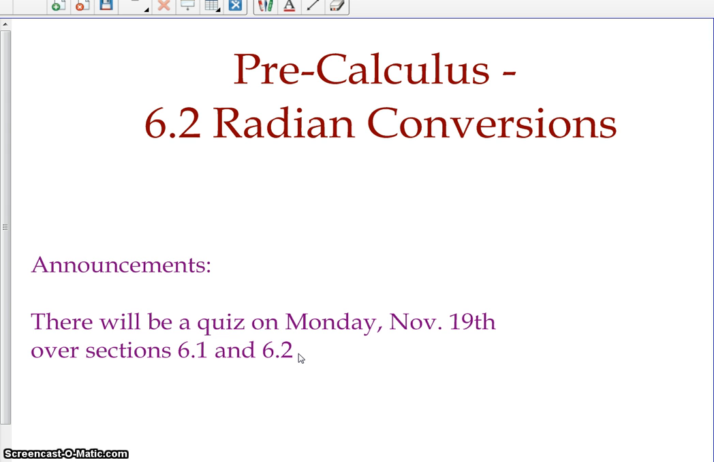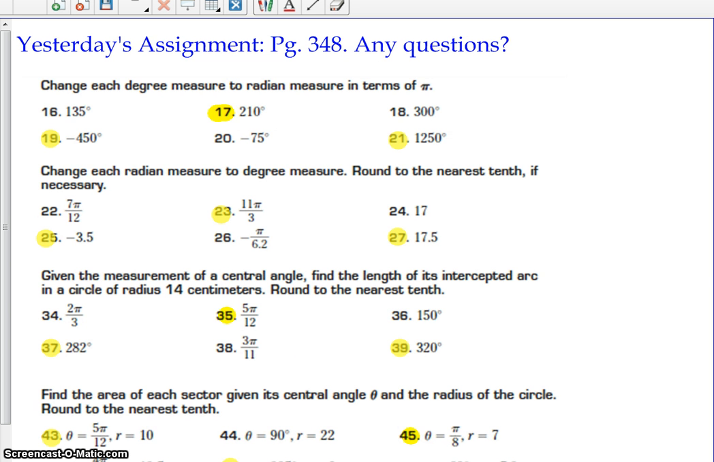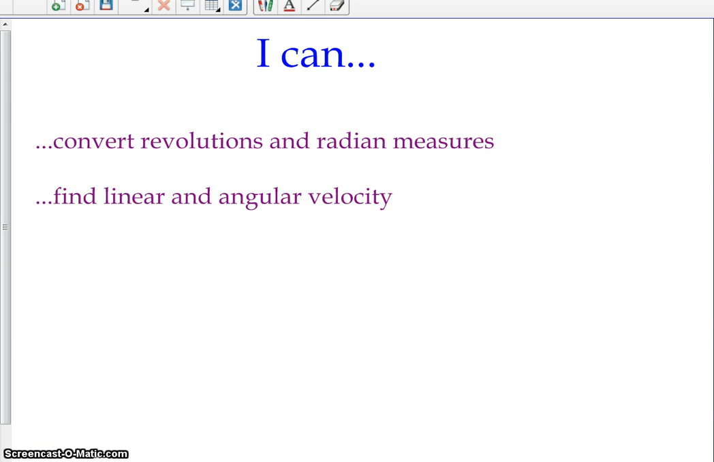Today I do want to announce we will be having a quiz on Monday the 19th, and we're just going over section 6.1 and 6.2, really making sure that everybody's on track before we go away for our holiday weekend. So yesterday's assignment was here. If you have some questions, come and talk to me in person.